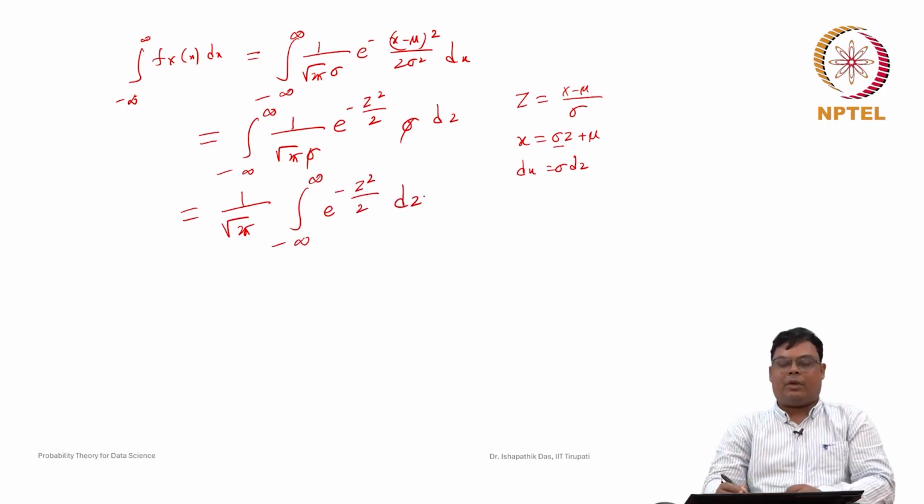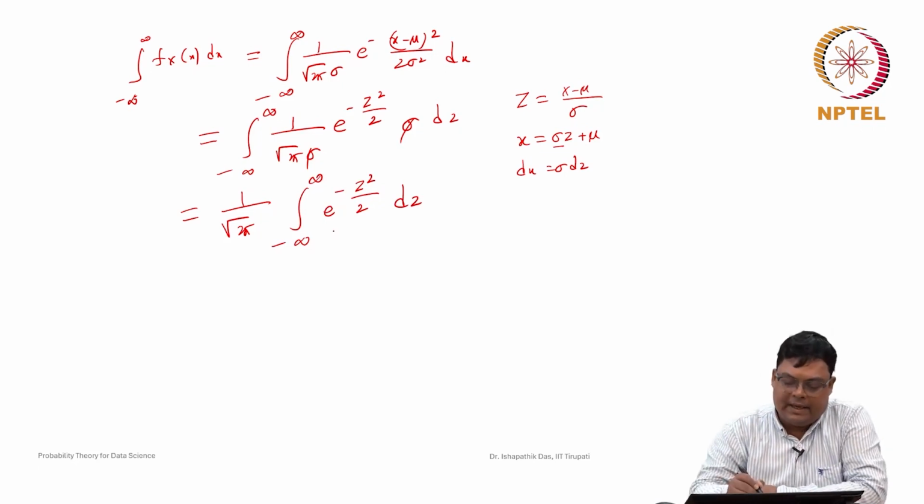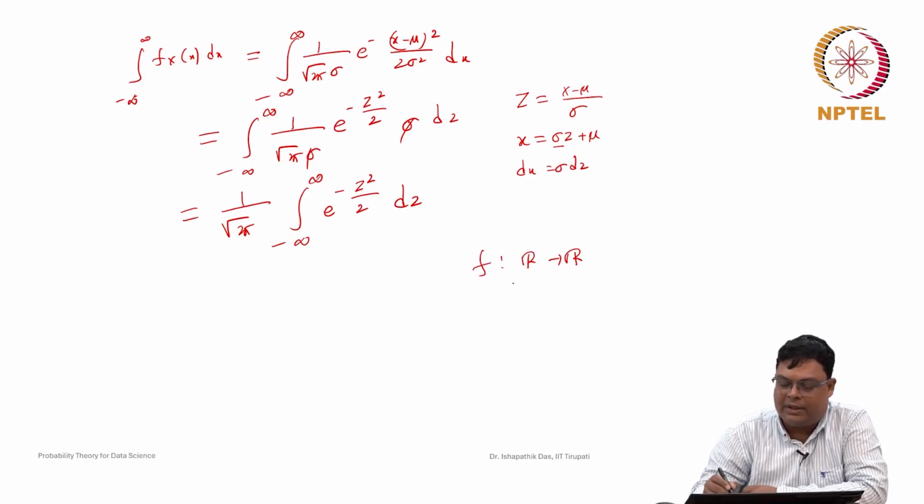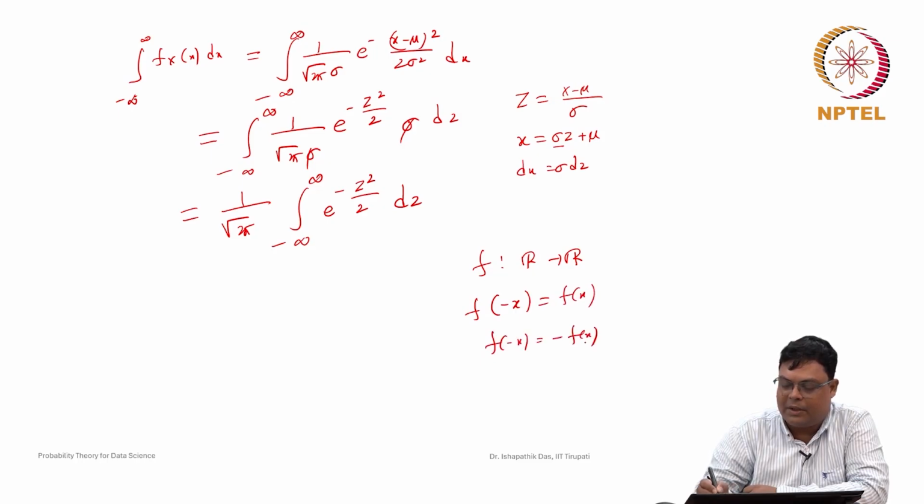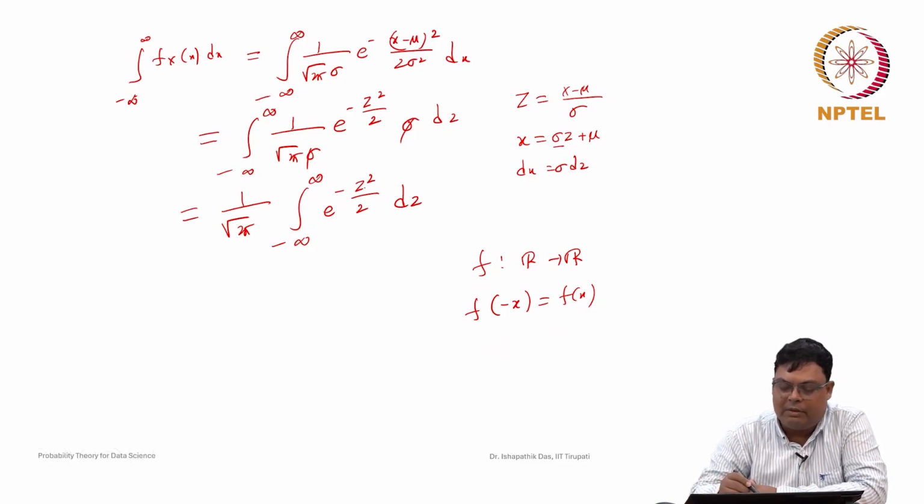Now, it is an even function. You know what an even function is. Suppose f from R to R is a function. Then f is called an even function if f of minus x is equal to f of x, and it is an odd function if f of minus x is equal to minus of f of x. Here it is an even function because if you take z to minus z, it does not change, it is the same function, e to the power of minus z square by 2.